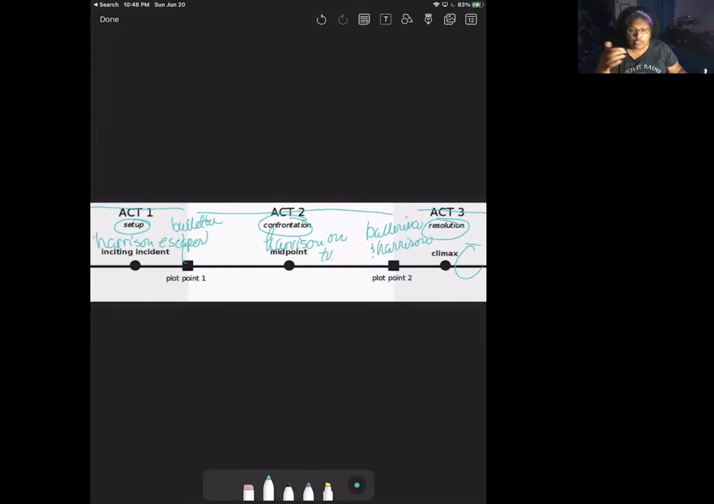Plot point 2 could be the ballerina taking off handicaps, right? Because that's also a confrontation as well. And I want to pause here and say, when you think of confrontation, you probably went directly to Handicapper General and Harrison Bergeron. And that is a confrontation, but it's not the confrontation in Act 2.